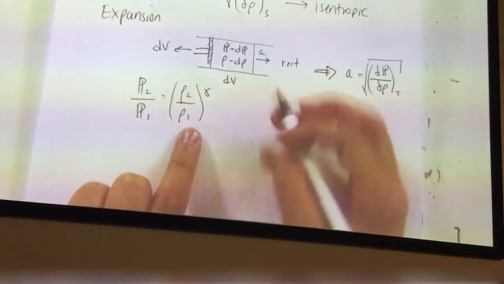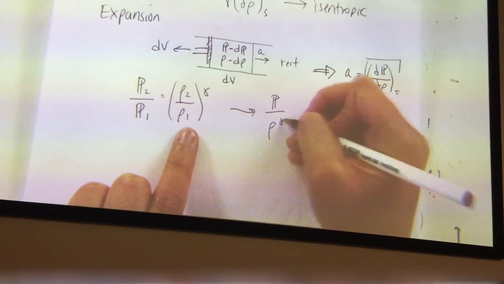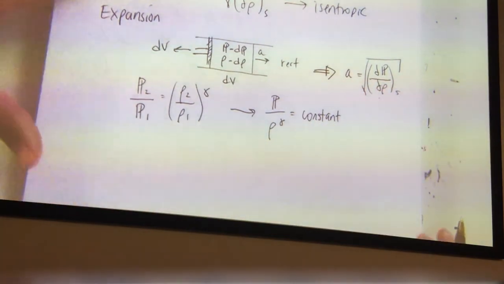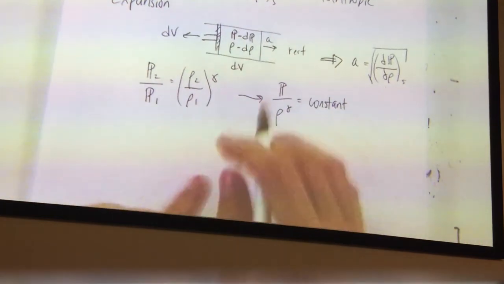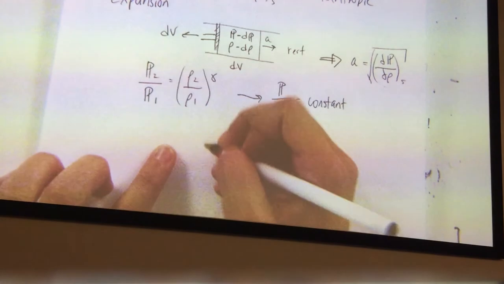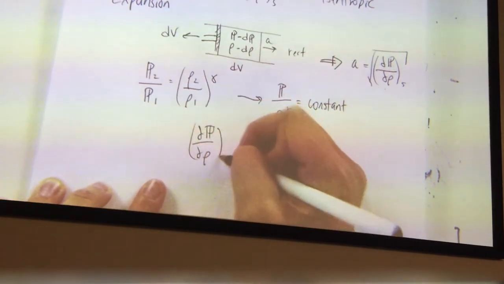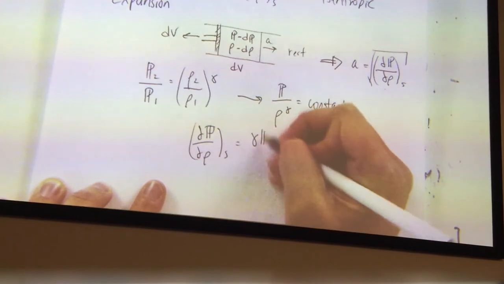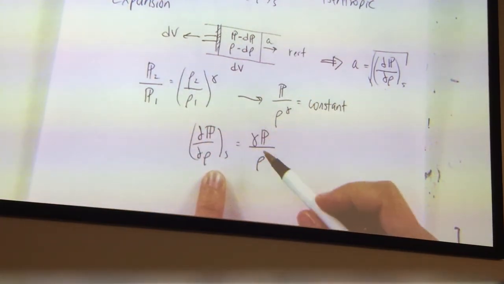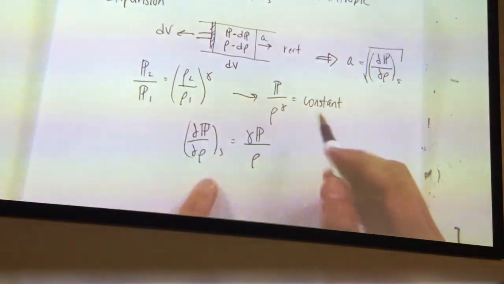Now we're going to rewrite this, so we can rewrite this as the pressure. So if we do that and we do the math, we get that dP over d rho at constant S equals gamma P over rho. So here, to go from here to here, we're just doing differentiation, very simple. So you can do that yourself, and if you have any questions, let me know about that.